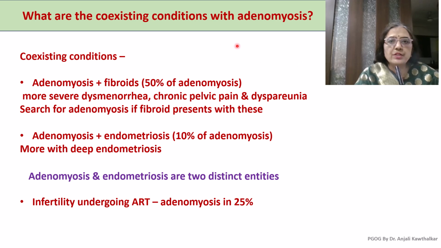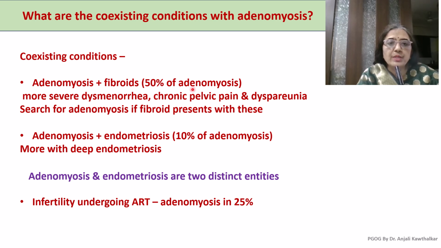What are the coexisting conditions with adenomyosis? Adenomyosis and fibroid or leiomyoma, that is very common. That is the reason why so many times we do hysterectomy for leiomyoma, and then we are surprised when the histopathology report shows the presence of leiomyoma as well as adenomyosis. Sometimes pre-surgery we miss the diagnosis because the main focus is on leiomyoma. When multiple fibroids are there, even by ultrasonography we are less likely to appreciate the presence of adenomyosis. But these two conditions very commonly coexist.